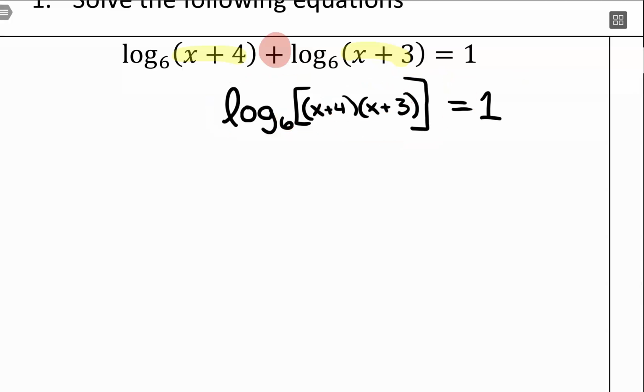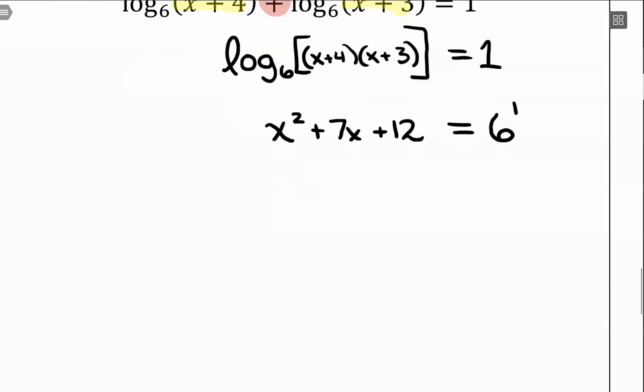So what we can do is change to exponential form. We'll have the value alone on one side of the equation. I'm going to go ahead and multiply that out, so x plus 4 times x plus 3. With a little foiling, that'll give us x squared plus 7x plus 12 equals base of 6 with an exponent of 1, which is just 6. And now what we have here is a quadratic to solve.